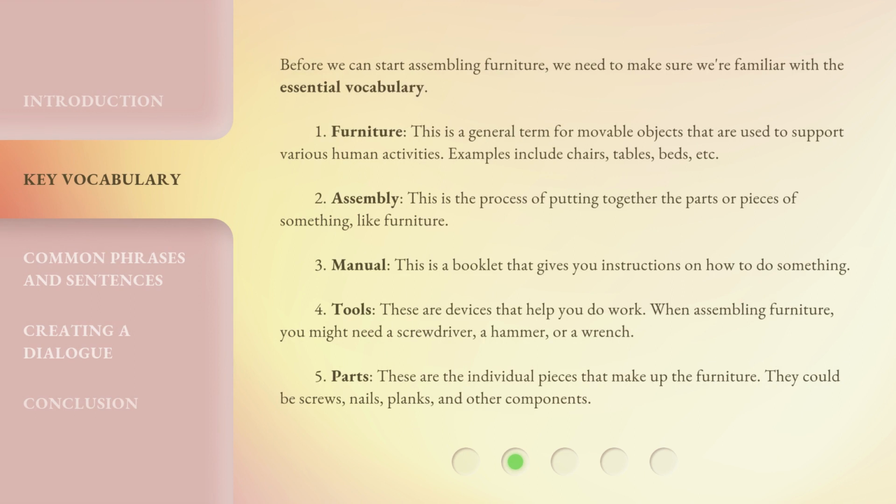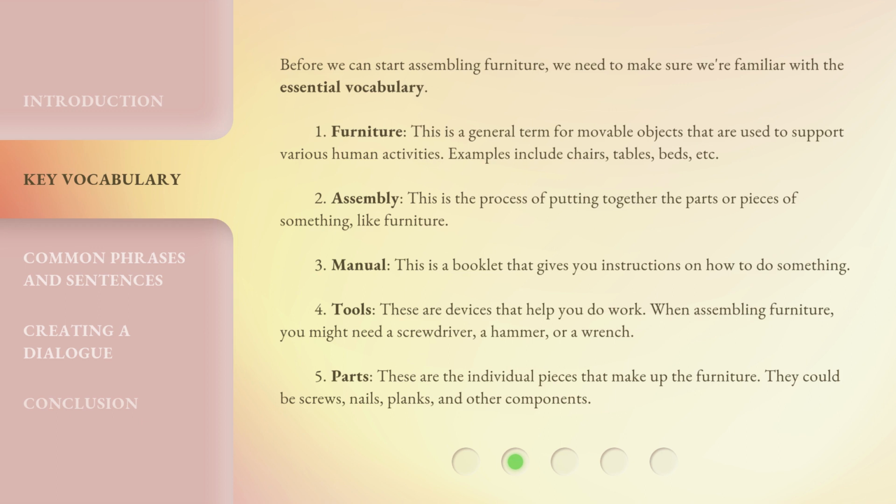Before we can start assembling furniture, we need to make sure we're familiar with the essential vocabulary. 1. Furniture. This is a general term for movable objects that are used to support various human activities. Examples include chairs, tables, beds, etc. 2. Assembly. This is the process of putting together the parts or pieces of something, like furniture.